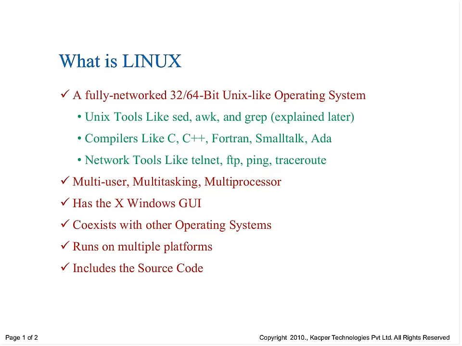FTP is an acronym for file transfer protocol. Again, this is mainly used for transferring a file from one location to another location. We'll talk about some more concepts on FTP as to how we can use it. Ping is a remote system tool where you can see whether a particular machine is alive or dead using the ping program, and we'll talk about all those things at a much later stage.